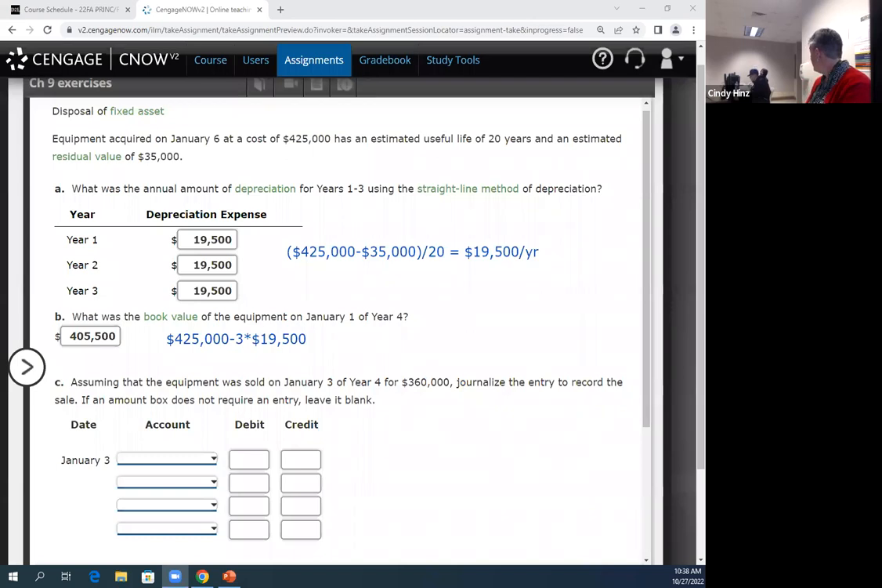Yes, sir. Okay. What did I do? Let's see. 420. Oh, yeah. You're right. The formula that I have there is correct, but I did not punch it into my calculator correctly. I actually only subtracted 1 year. Let's try that again. 425,000 minus 58,500.